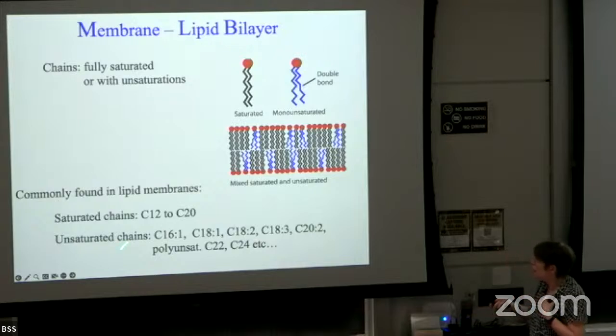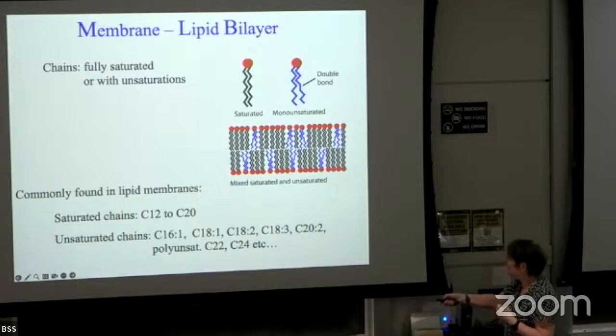And the unsaturated chains, I mean, can be diverse. They can have one unsaturation up to 2, 3 unsaturations. And I'm sure you have already heard, yes?